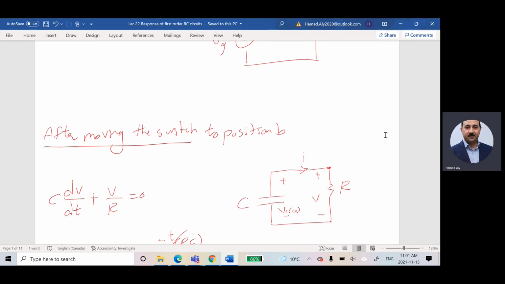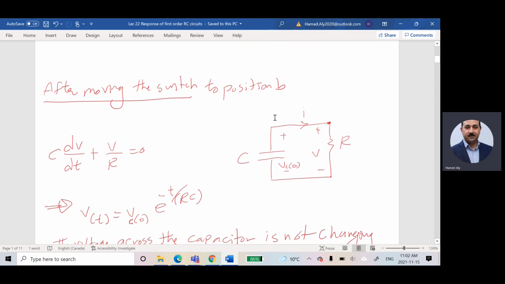What is the initial charge after moving the switch? The initial charge between these 2 points, which is VC of 0, is equal to VG. Again, at time t is equal to 0, it doesn't mean the starting time. No, it means the time after moving the switch. Before moving the switch, I have another time. After moving the switch, I'm talking right now about RC circuit.